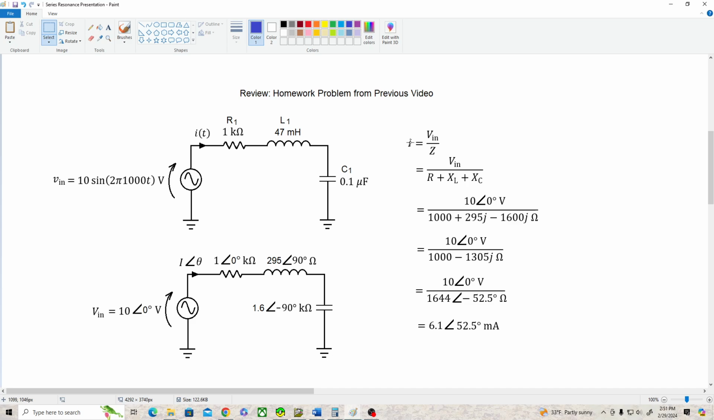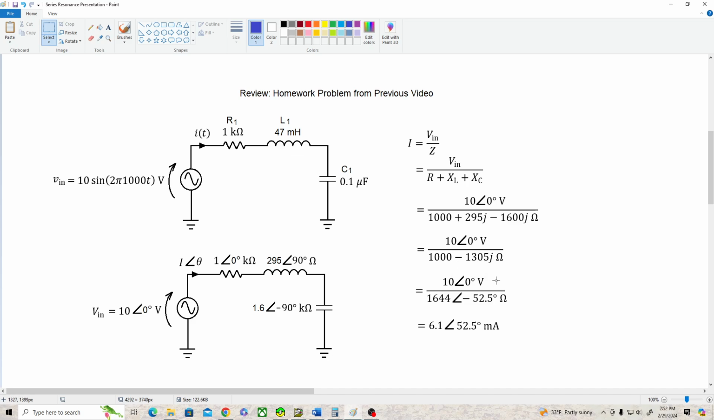All right, we know that I is equal to V_in over Z, where Z is the total impedance of the circuit being driven, and that's R plus X_L plus X_C. Writing those down, we had 1,000 ohms plus 295j for the inductor, negative 1,600j for the capacitor. Combining and simplifying the imaginary part, we get 1,000 minus 1,305j ohms.